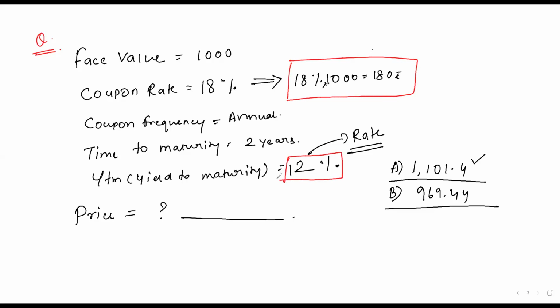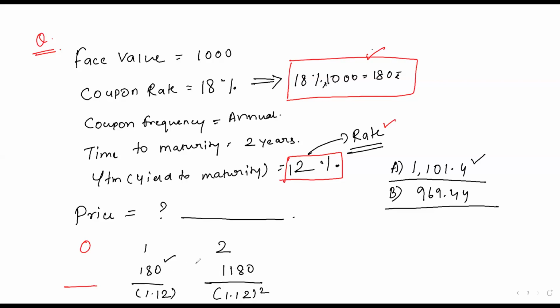This is YTM. This is what we are using as the rate. This is to find the coupon amount. Let me draw the cash flows for you. This is year 0. Here you will be paying something. And from year 1, you will start getting something. You will be receiving 180 rupees coupon in year 1. And in year 2, you will be receiving 1180: 180 rupees coupon plus 1000 rupees face value. You will be dividing this by 1.12 squared and this by 1.12.